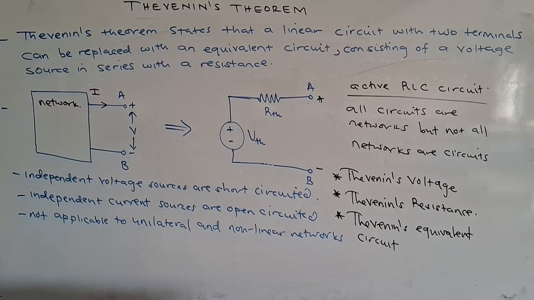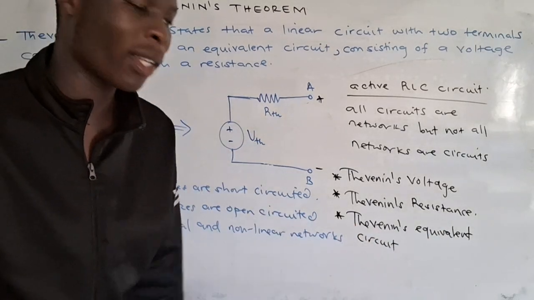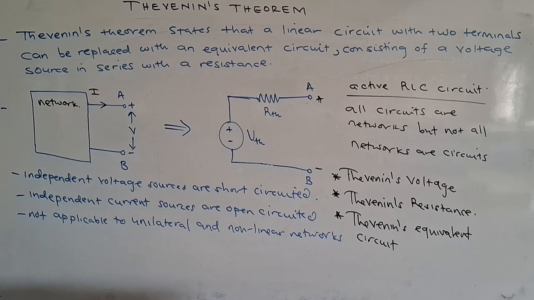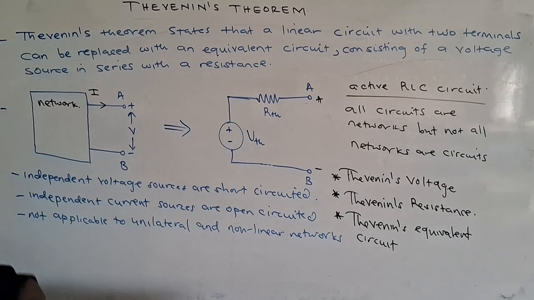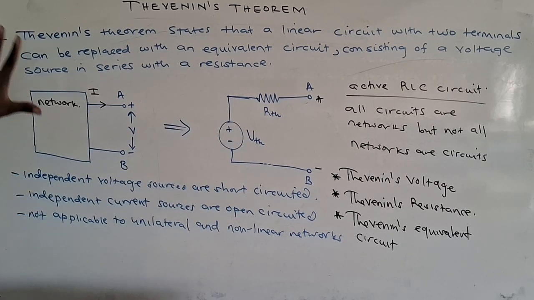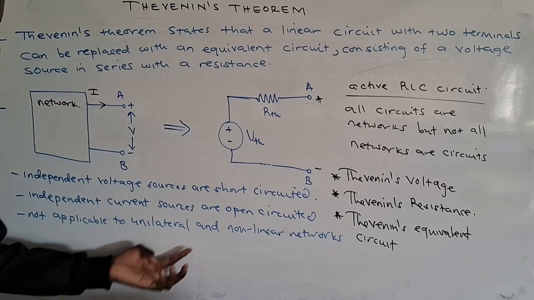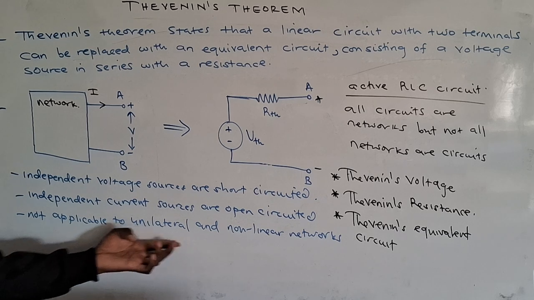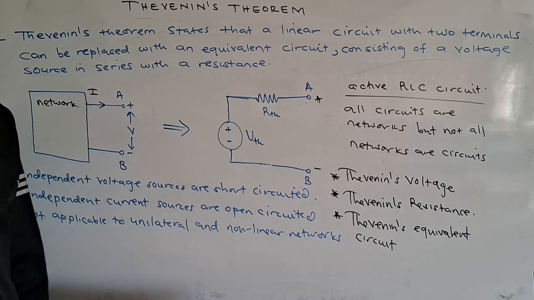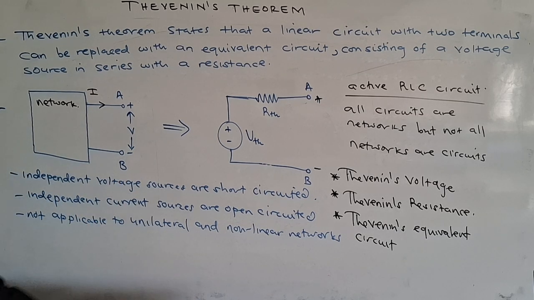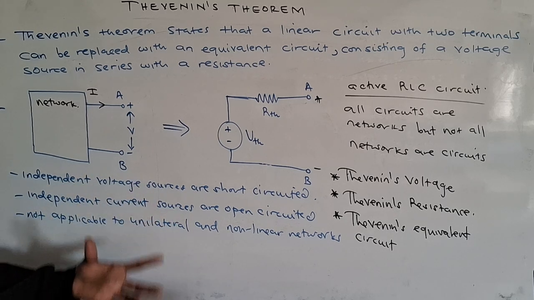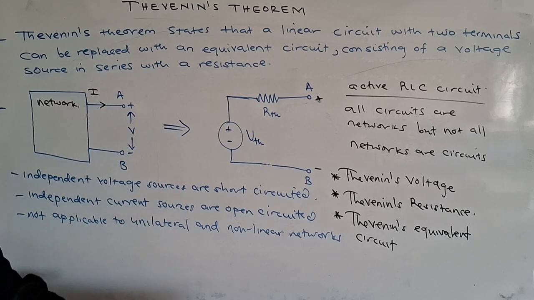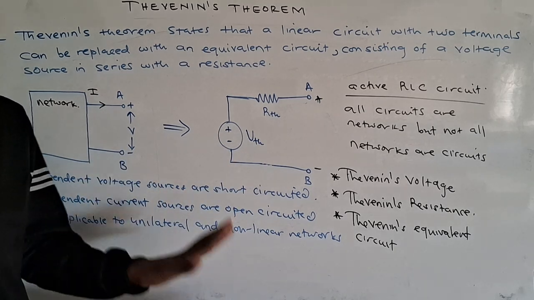Let's say you have the Thevenin's resistance. Now you are supposed to calculate the Thevenin's voltage. In order for you to calculate it, I will demonstrate with the help of an example. This theorem is not applicable to unilateral and non-linear networks. I told you that we have unilateral networks and bilateral networks. I explained all these things in the previous classes. If you don't know what a unilateral network is, go back and check. If you don't know what a non-linear network is, go back and check.